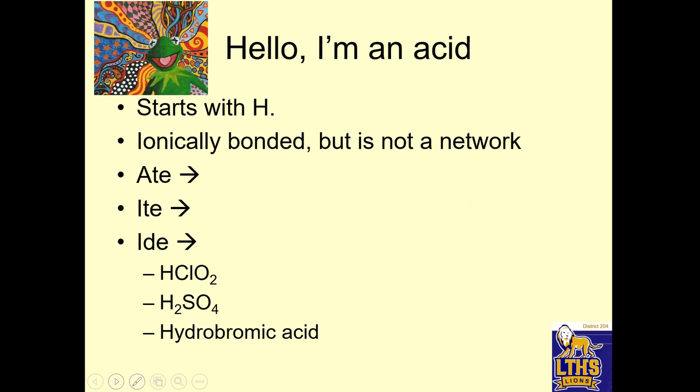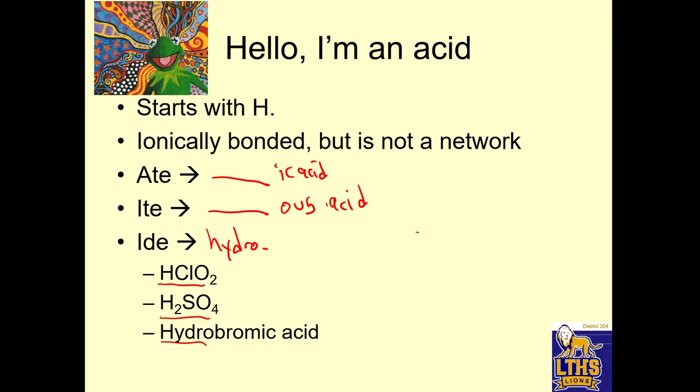Acids, naming acids. First of all, anything that starts with an H says, hello, I'm an acid. Acids are ionically bonded, but they don't form networks. Ate becomes something-ic acid. Ite becomes something-ous acid. Now the something, I'll do that in a second. Ide becomes hydro-something-ic acid.